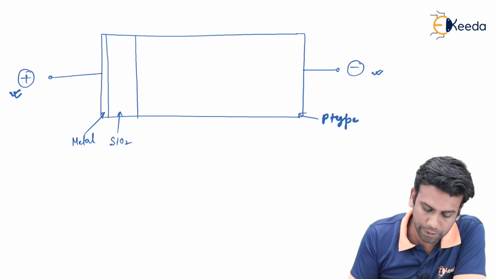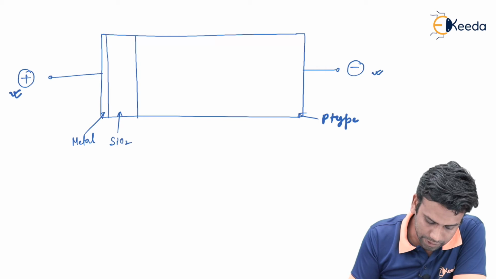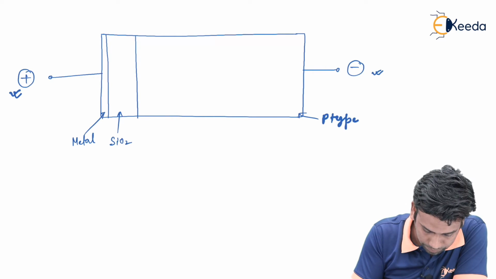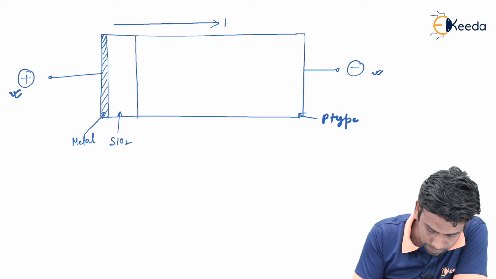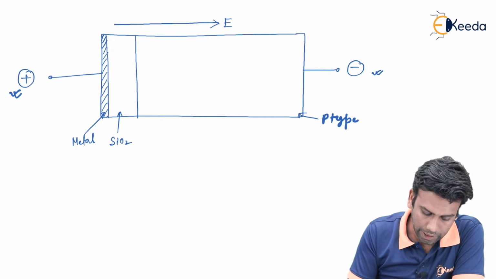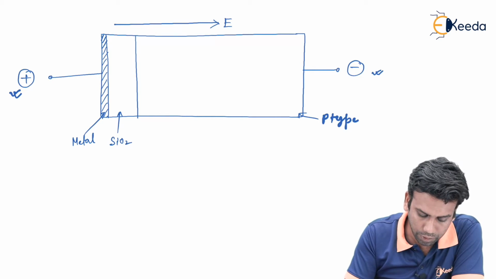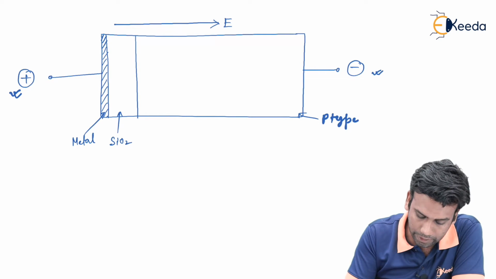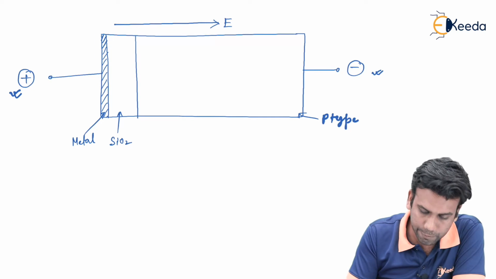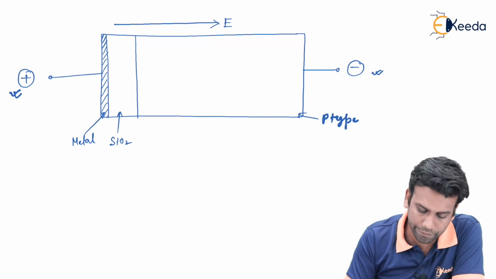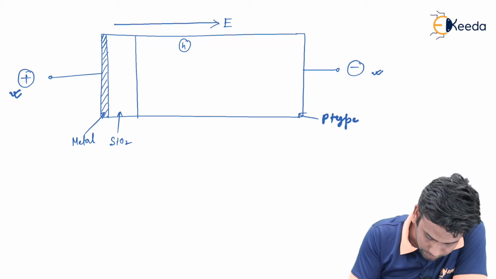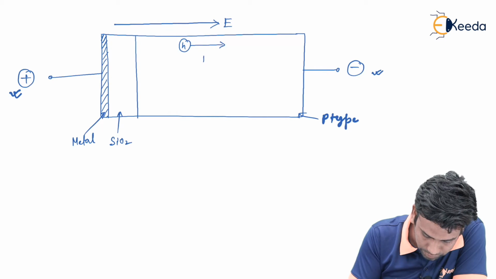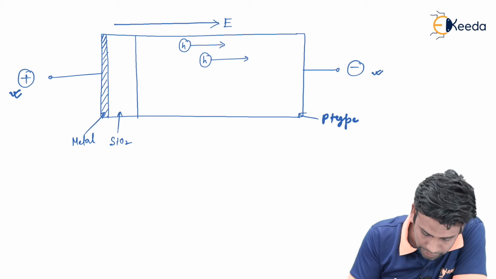the electric field that will be created inside the MOS capacitor will be directed from this metal plate towards the negative terminal, and due to this electric field, the holes that are residing inside the p-type will experience a force to move away from the interface. So we can say that now holes will experience a force to move away from the interface.